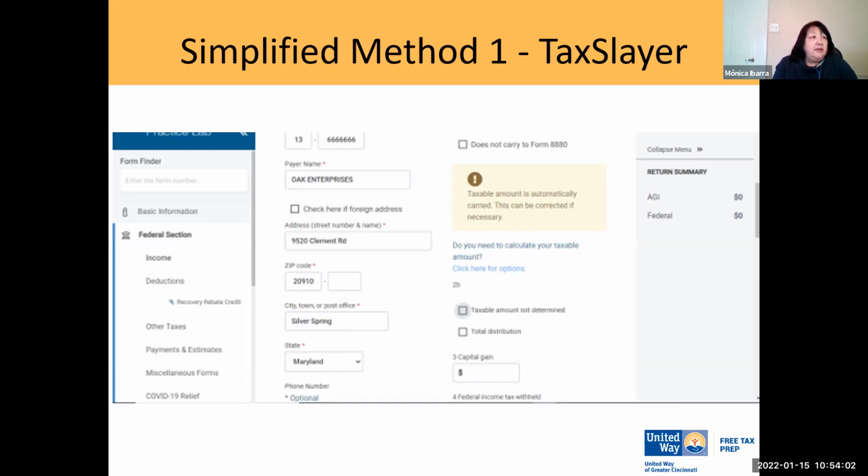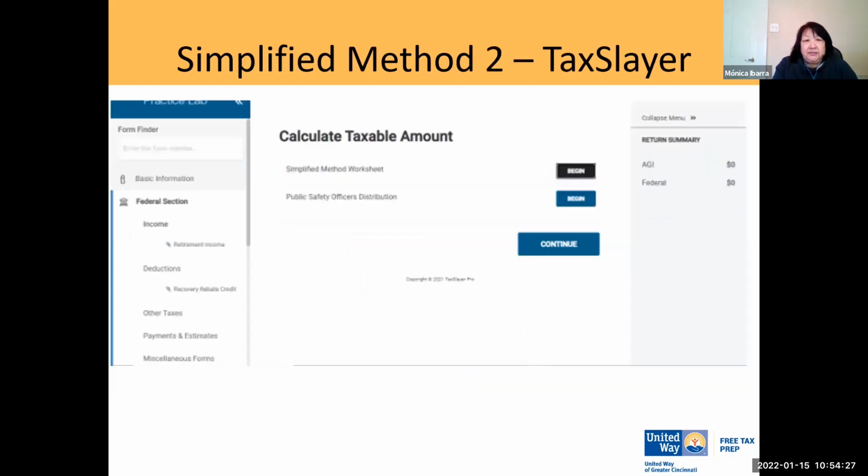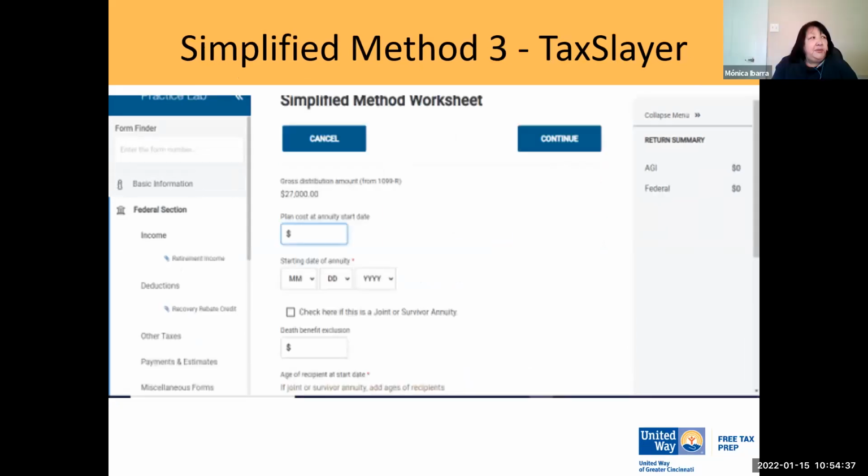So here, right in the middle of the page, it says, do you need to calculate the taxable amount? Generally what this is going to look like is, 2A is already there. Do you need to calculate the taxable amount? Yes. And then it says click here for options. So you click on that box and it will take you to here, and you pick the simplified method worksheet.